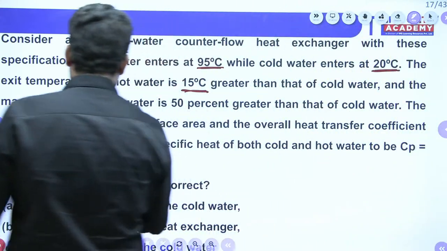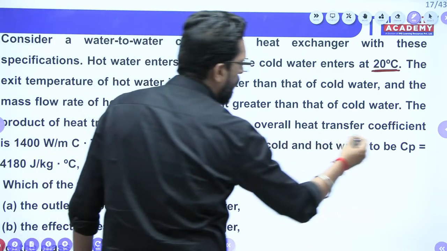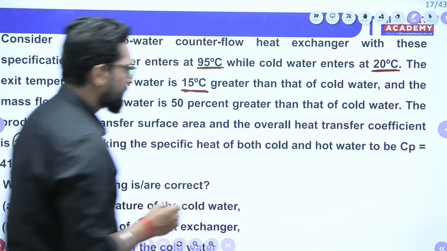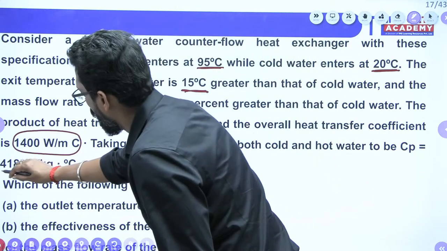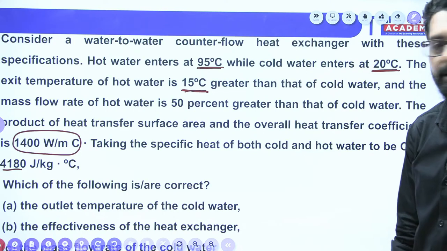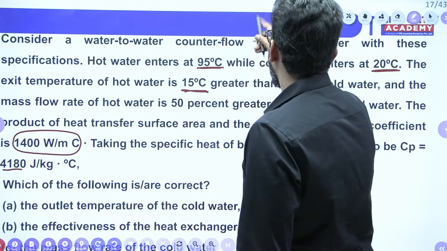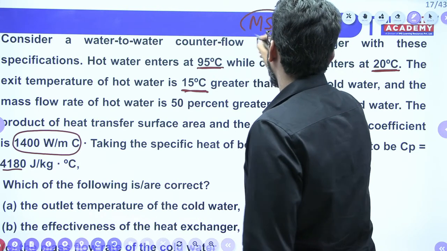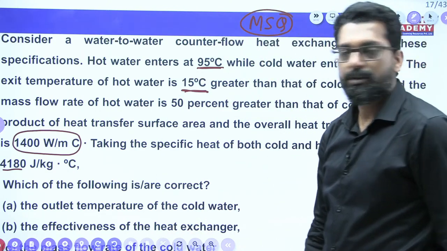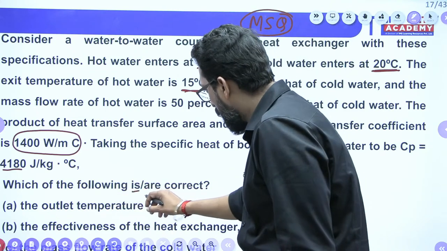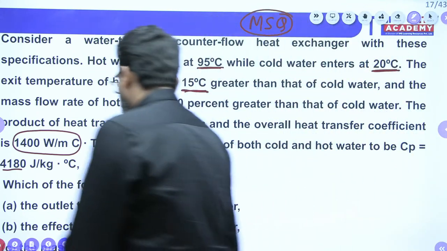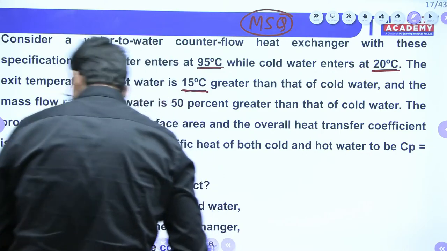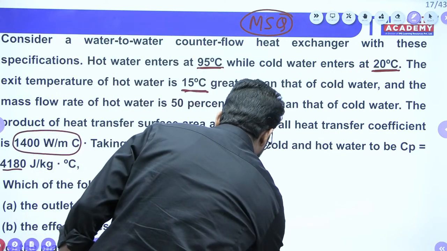And the product of heat transfer surface area and the overall heat transfer coefficient, U into A, is given. Taking the specific heat of both hot and cold fluid as 4180 joule per kg Kelvin. This is your MSQ, multiple select question: which of the following is or are correct? Option: the outlet temperature of the cold water is 56 degree centigrade.